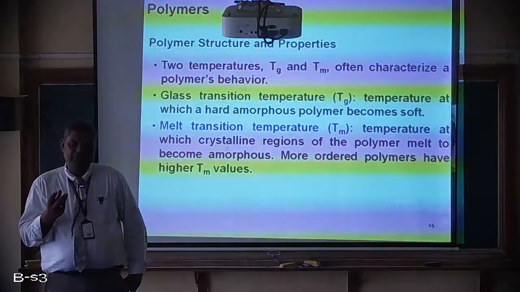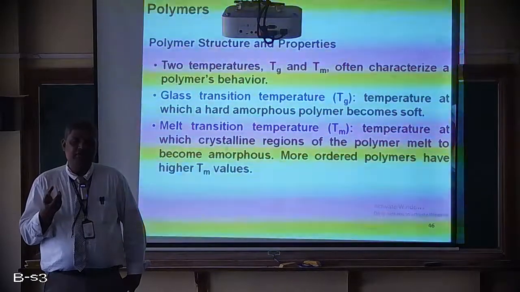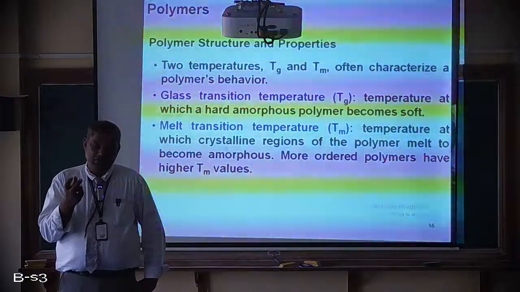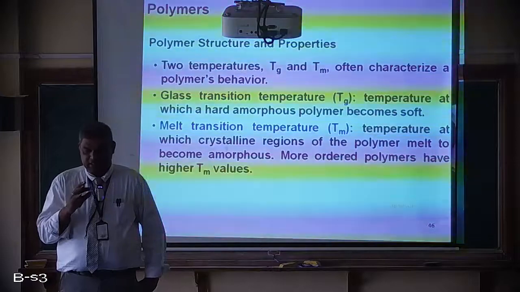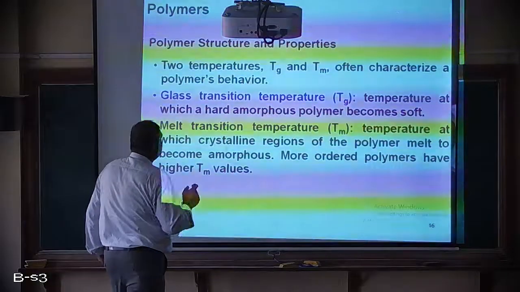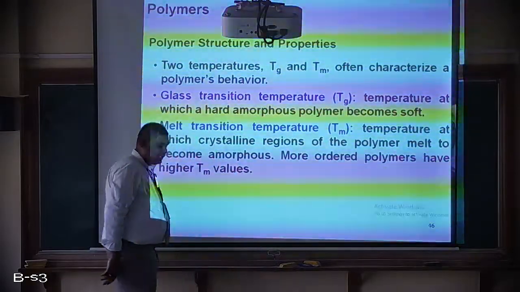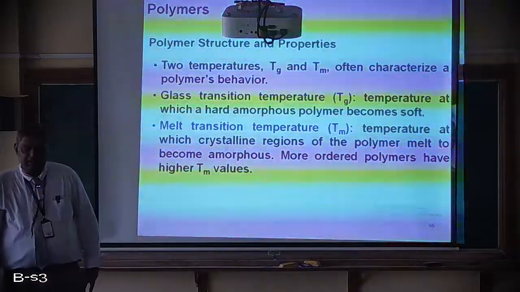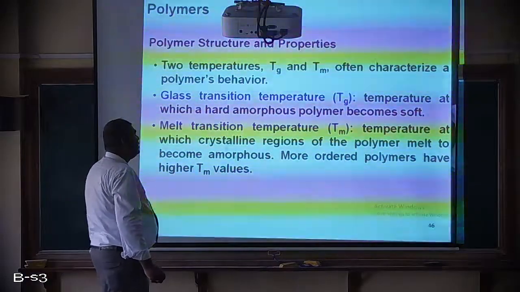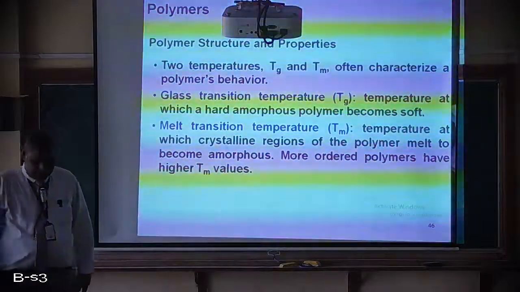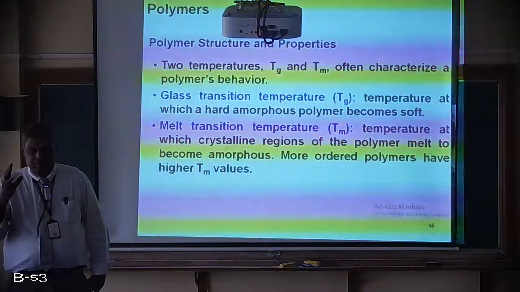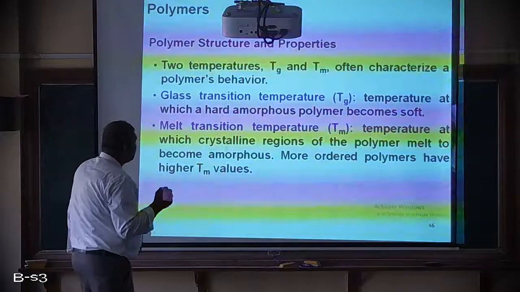The moment it becomes soft, or the moment it changes its property from hard to soft, the property starts deteriorating, or there is a change in the molecule orientation or the movement of the orientation. As a result, the property of the polymer starts changing. So this is called the glass transition temperature. Whereas the melt transition temperature is the temperature at which the polymer starts converting from solid to liquid. So that melting point is the melt transition temperature.